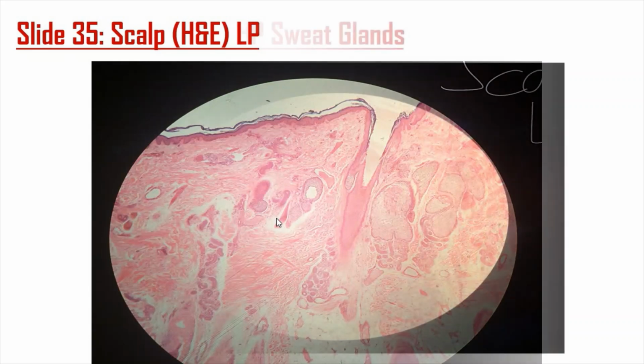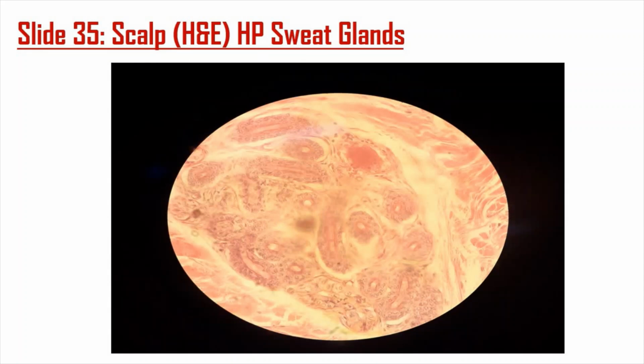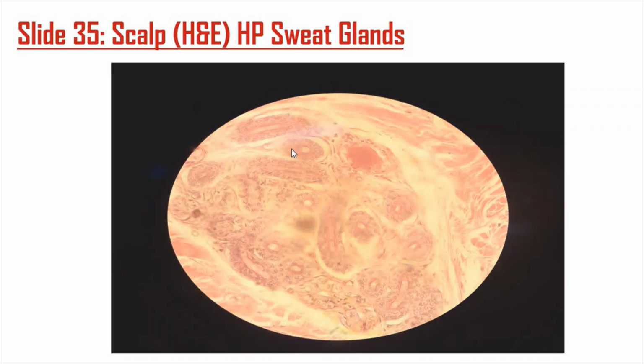Okay. So this is a scalp. Look for the sweat gland, only at high power. So this is a sweat gland here, this one here, this is the sweat gland, this is the sweat gland. So only draw 3. Draw this one here, this one here, and this one here. Choose any 3, draw and label.